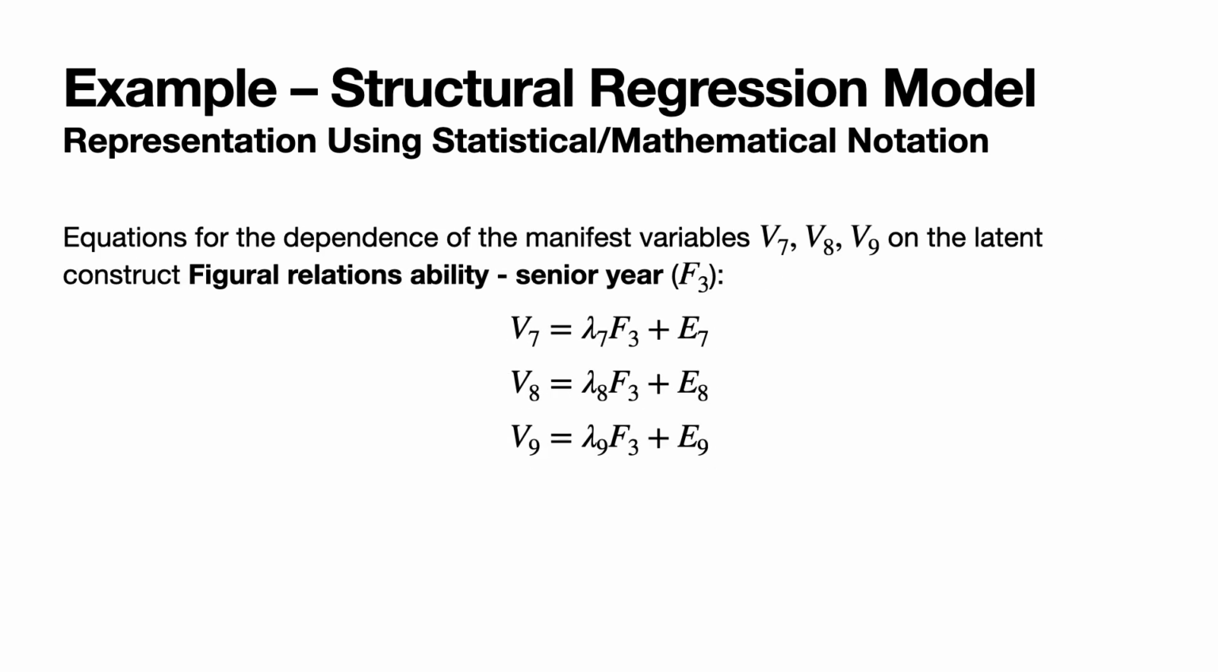The equations for the dependence of the manifest variables V7 through V9 on the latent construct F3, which is the figural relations ability during the senior year, are as follows. V7, the figural relations score 1 during the senior year, is related to F3 as lambda 7 times F3 plus E7. V8, which is the figural relations score 2 during the senior year, is equal to lambda 8 times F3 plus E8. And V9, the third figural relations score during the senior year, is equal to lambda 9 times F3 plus E9.